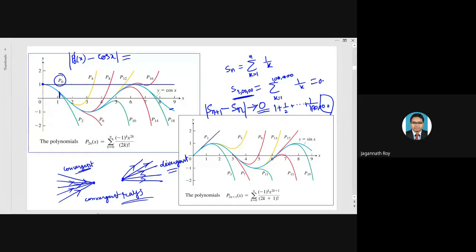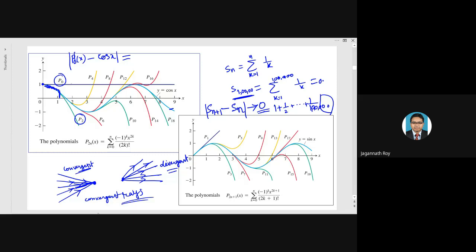But if you think about P2, it is matching at more points. You can see that all are converging, all are meeting at one point. So this is known as convergence. This is a rough idea of convergence.